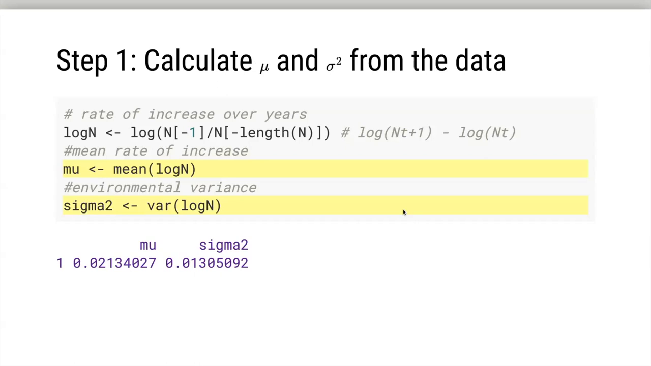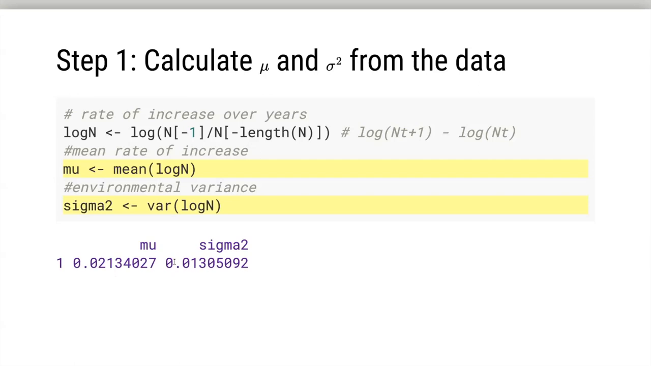We just calculated the R, the log of the ratio of population size. In the first simulation, we just used the mean value of rate of increase. Now we're also going to be using the variance of the log of ratios of population size, environmental variance. Mu still equals 0.021, which gives us the average rate of increase, and environmental variance in this case is 0.01.